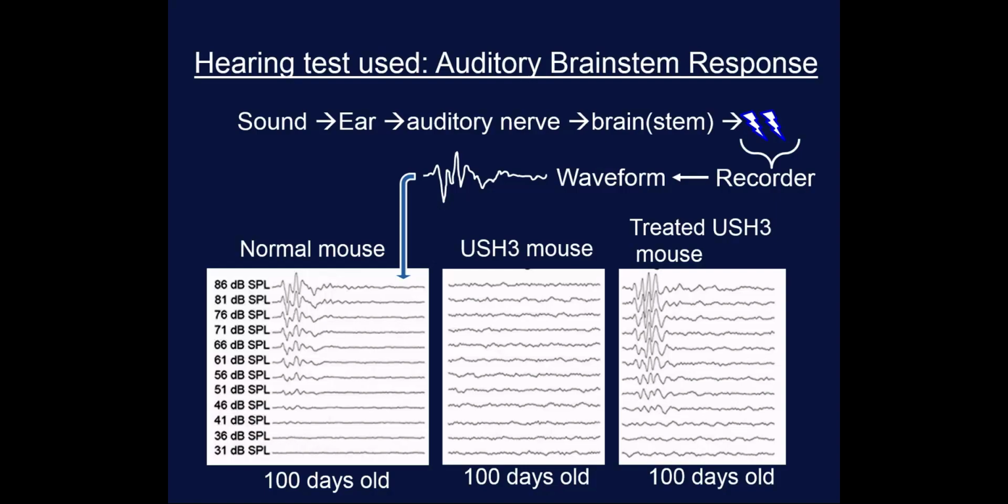The numbers shown here, 46, 51, 56, show the increasing intensity of sound. As the sound intensity increases, you see the amplitude of the waveform also change. In contrast to the normal mouse, if you look at the lower middle panel, the Usher3 mouse at about 100 days essentially shows no response whatsoever, even at the highest intensity. Basically a flat line. That means the animal is profoundly deaf.